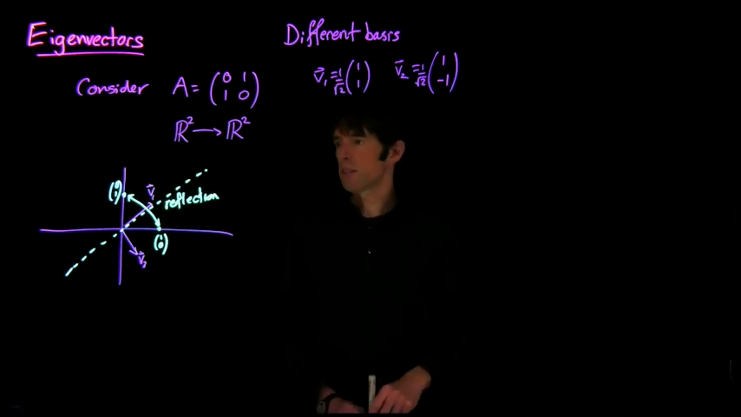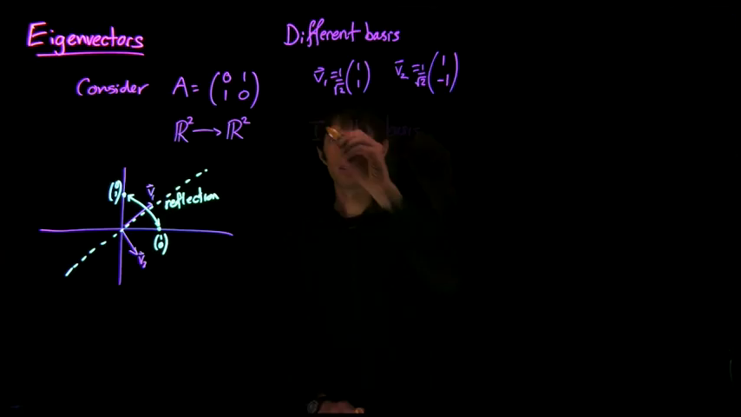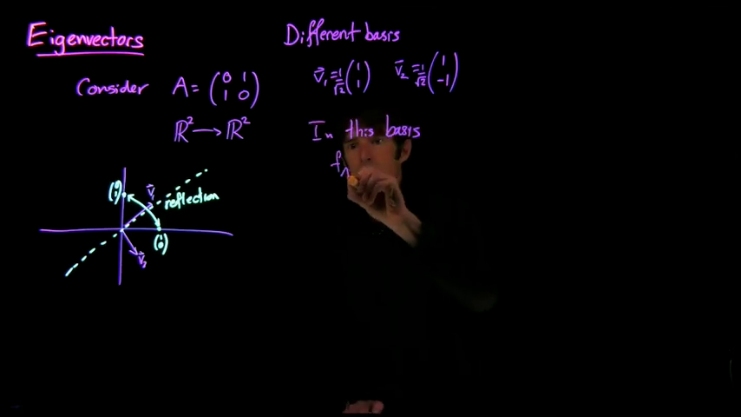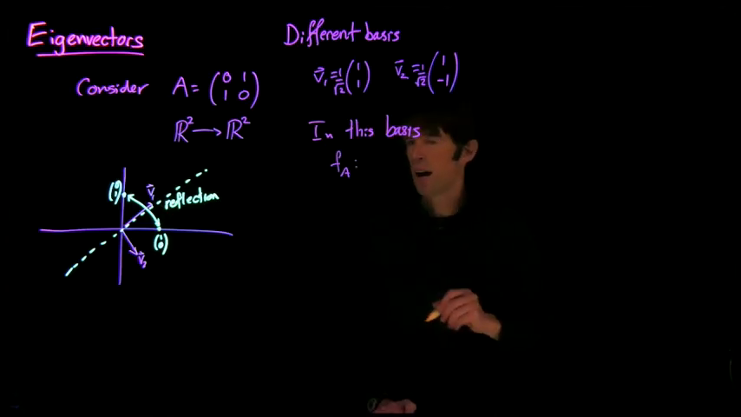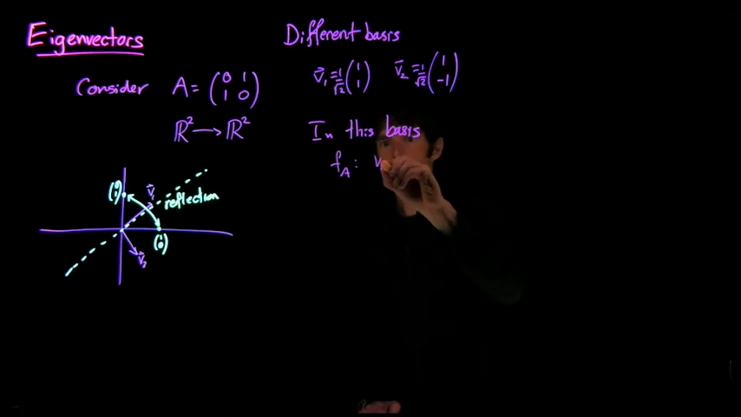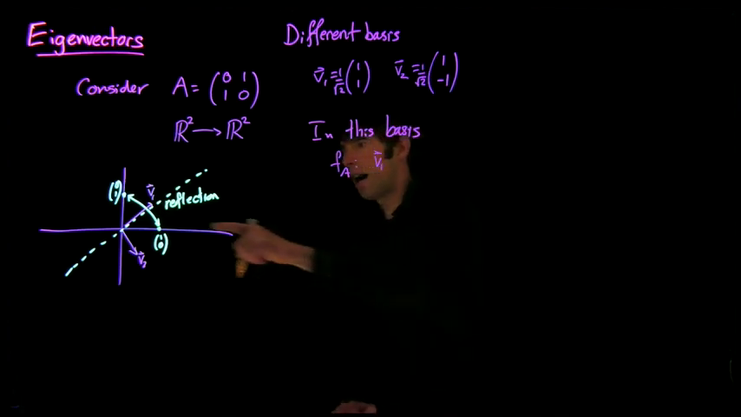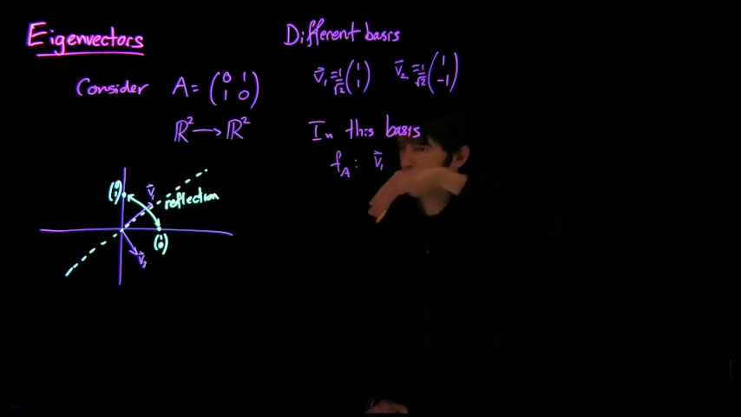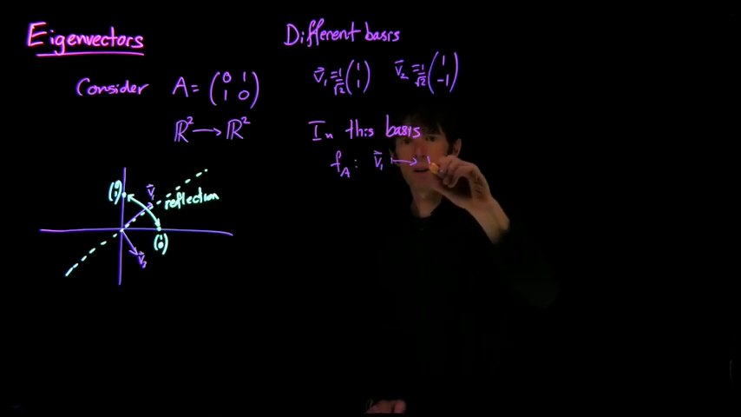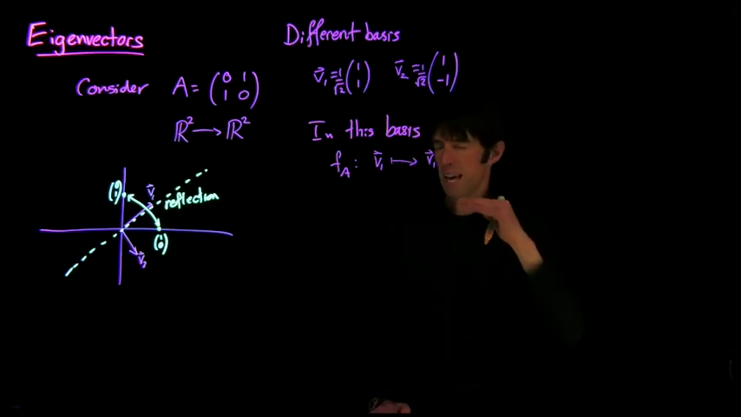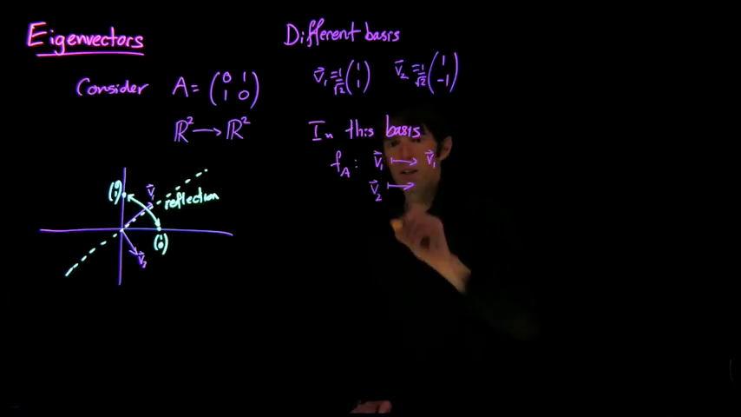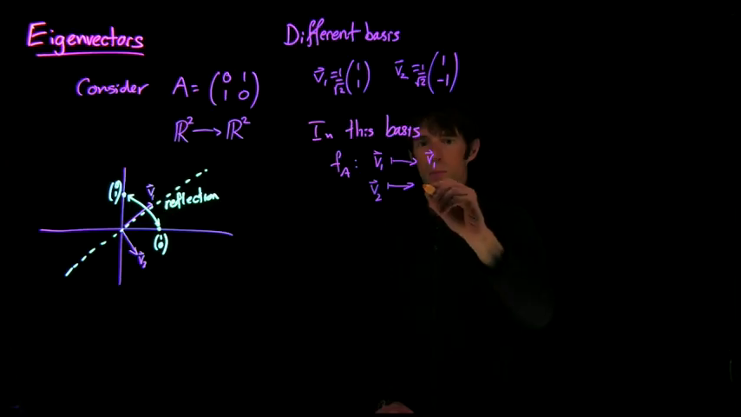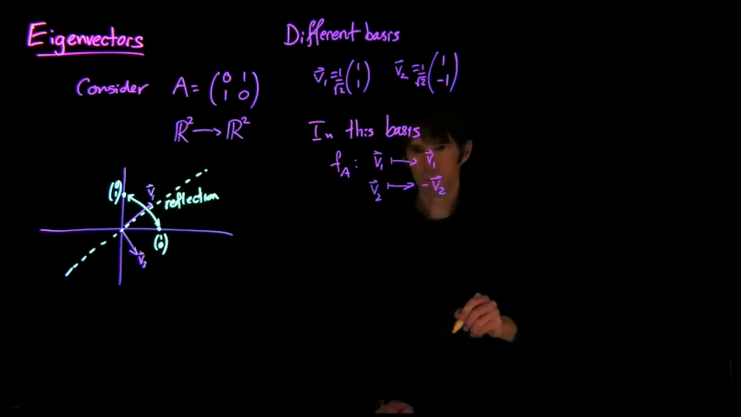And let's think about what this linear transformation corresponding to this matrix A does in this new basis. In this basis, the linear transformation associated to this matrix A sends this vector v1... So v1 is along the line of the axis that we're reflecting along. So it sends v1 to itself. It fixes that vector. It doesn't move it. So that vector stays unchanged. And v2 is sent to minus v2.